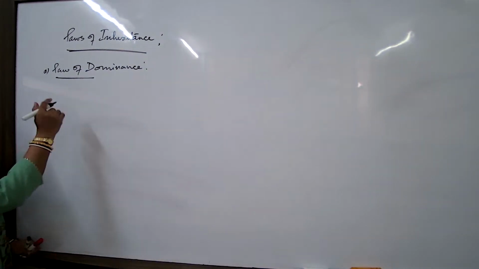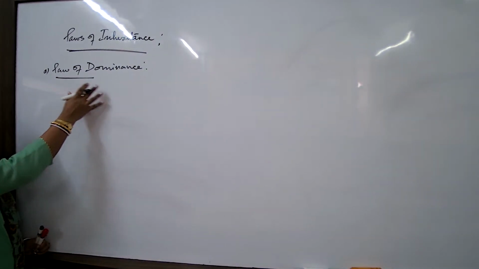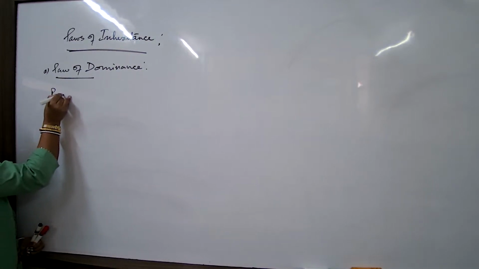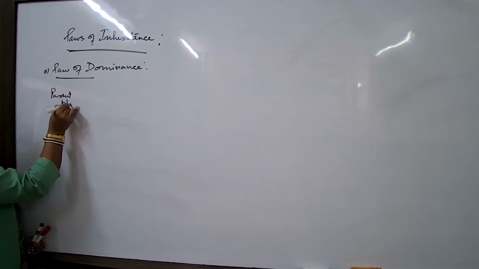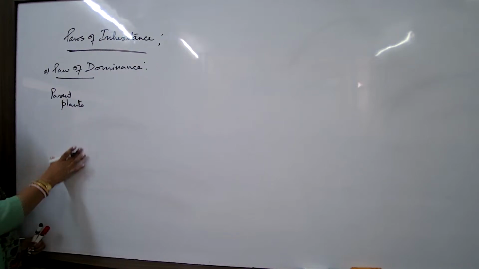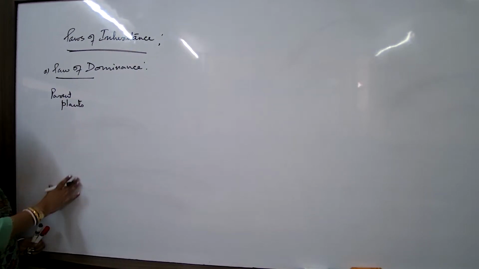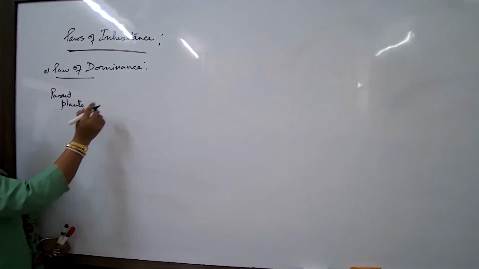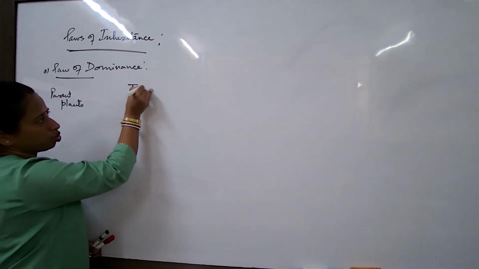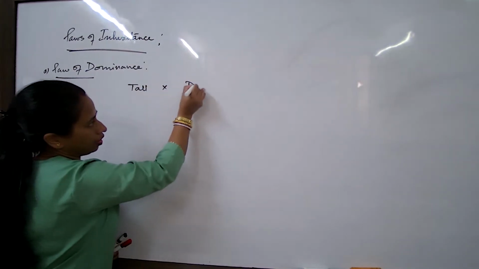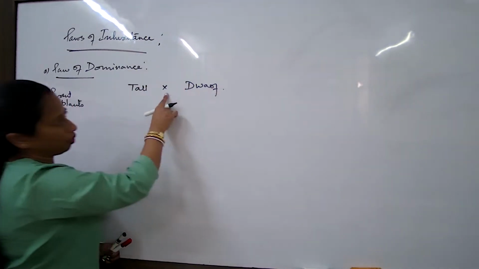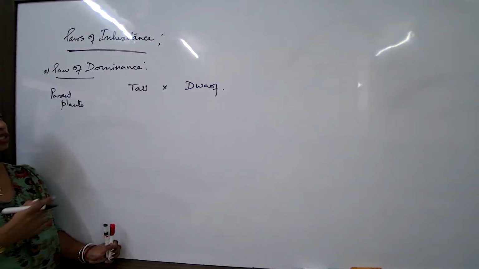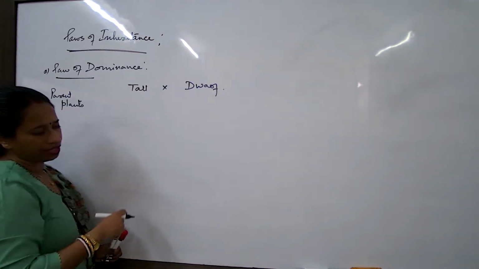Now, let us start with the concept of the law of dominance. How are you supposed to write the laws properly? There's a particular format of writing them. On the left hand side, you have to maintain the generations, and here the cross. This is how you have to always write. So parent plants, first of all, I will write down the phenotype, tall and dwarf. What does this cross symbol mean? Pollination, breeding actually.